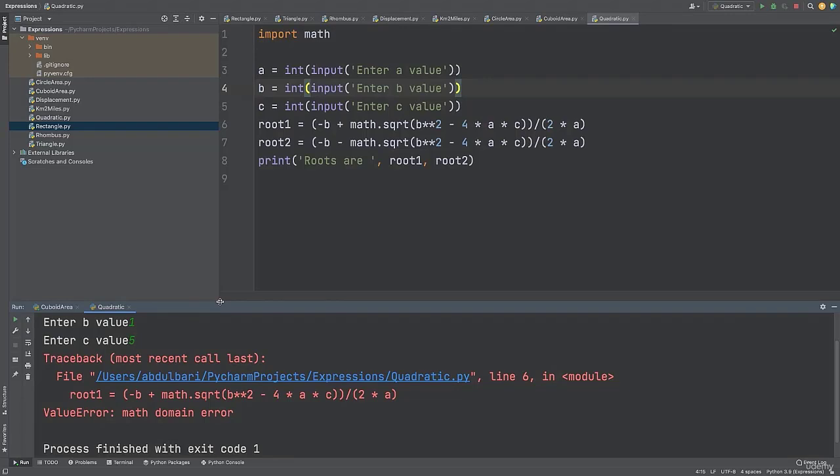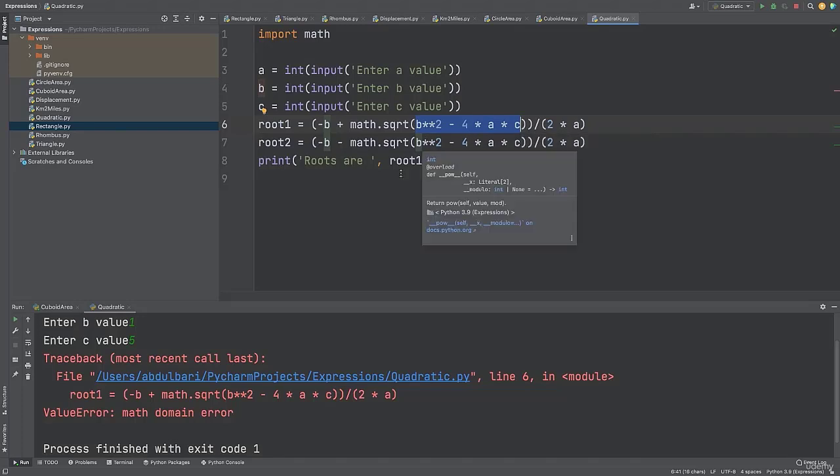Now how to handle it if the root is negative? We will see that in later sections, not now. But remember, you have to give proper input, then only your program works. You have to make sure that b square minus 4ac is greater than or equal to 0. Whatever values of a, b, c you are giving, first check whether b square minus 4ac is greater than or equal to 0, then only your program works properly, otherwise you get an error.